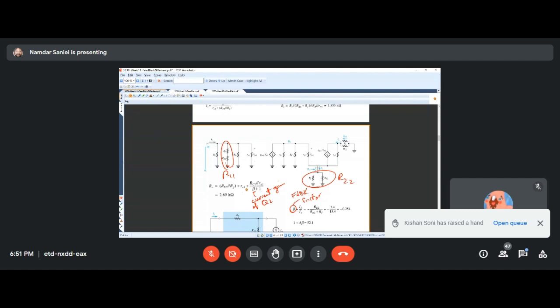Do I see Kishan has his hand up? Yes, please. Never mind. I was a little confused about the RE2 and RF. Like, why are they in parallel? But I think it's the ones on the right side, not the ones on the left side. Yes, that's here. Yeah, that's right.